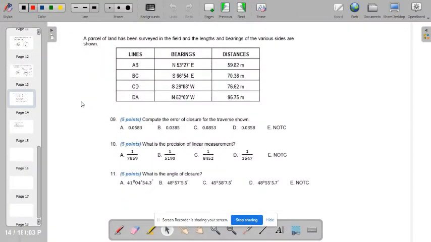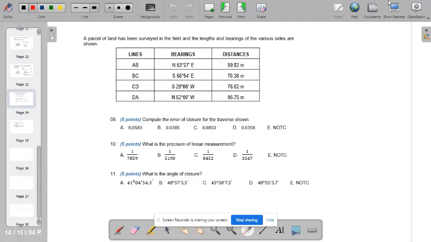So we are going to solve situation 4. A parcel of land has been surveyed in the field, and the lengths and bearings of the various sides are shown on this table. In the first column, you have the lines AB, BC, CD, and DA. In the next column, you have the bearings of each line. The first line is northeast, then southeast, the third is southwest, and the fourth is northwest. Distances are also in the third column.